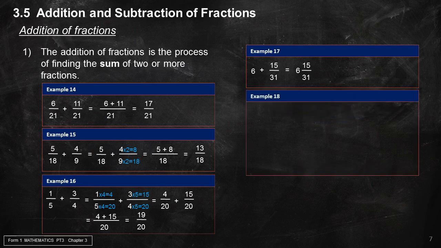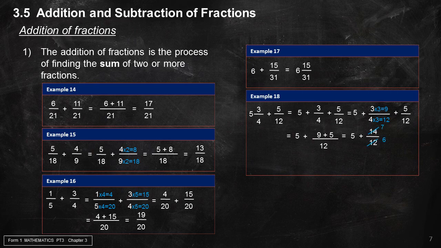Example 18. 5, 3 over 4 plus 5 over 12 equals 5 plus 3 over 4 plus 5 over 12 equals 5 plus upscale of 3 over 4 to 9 over 12 plus 5 over 12 equals 5 plus 9 plus 5 over 12 equals 5 plus downscale of 14 over 12 to 7 over 6 equals 5 plus 7 over 6 equals 5 plus 1 over 6 equals 6 over 6.